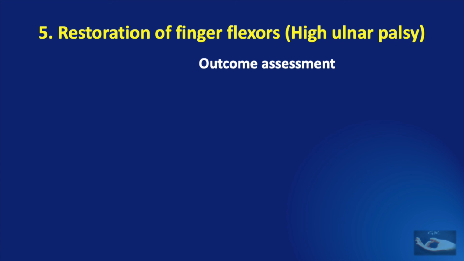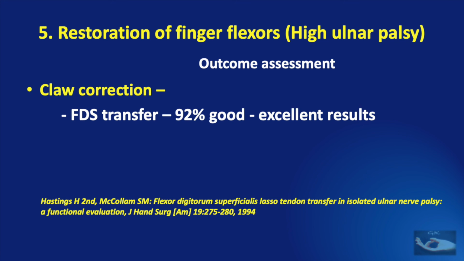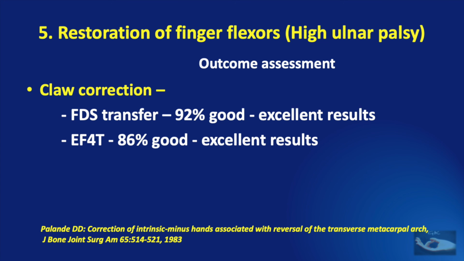So, we have seen quite a lot of procedures starting from correction of the claw deformity to correction of the other deformities in ulnar palsy. We can summarize the procedures and see which would be the best according to the studies that have been done. For claw correction, the FDS transfer is supposed to give 92% good to excellent results, and the EF40 procedure has been shown to give 86% good to excellent results.